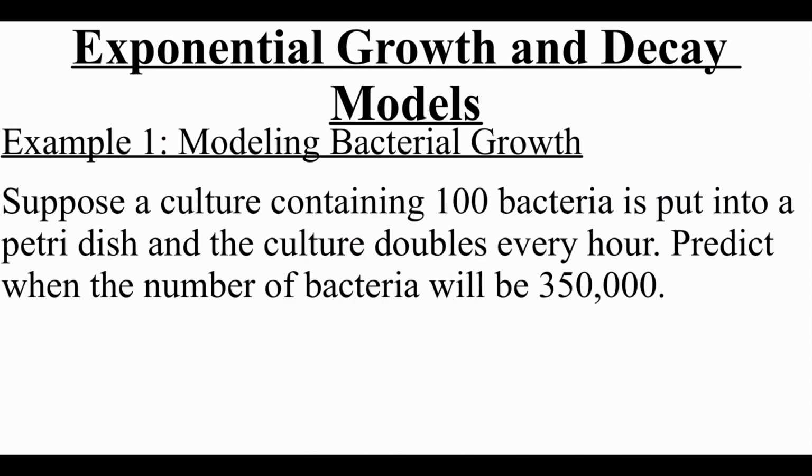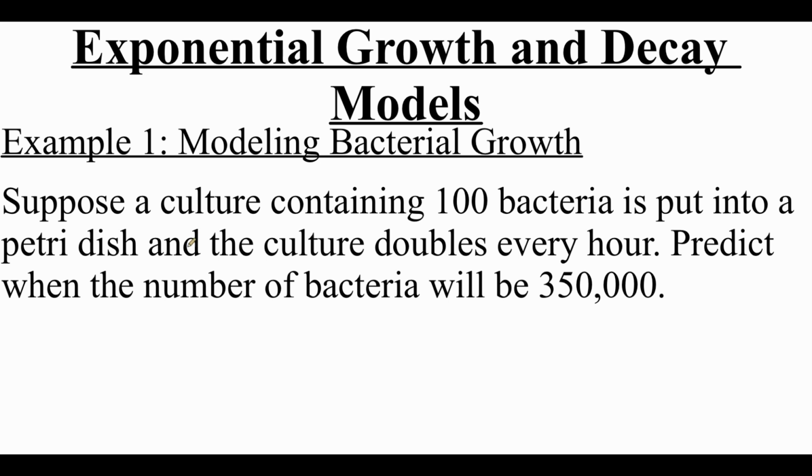So in this first example, we're going to look at modeling some bacterial growth. We've got a culture containing 100 bacteria, and we're going to put that into a petri dish. Now, as we're tracking the population, we see that the culture doubles in population every hour. So we want to figure out when the number of bacteria is going to reach 350,000.